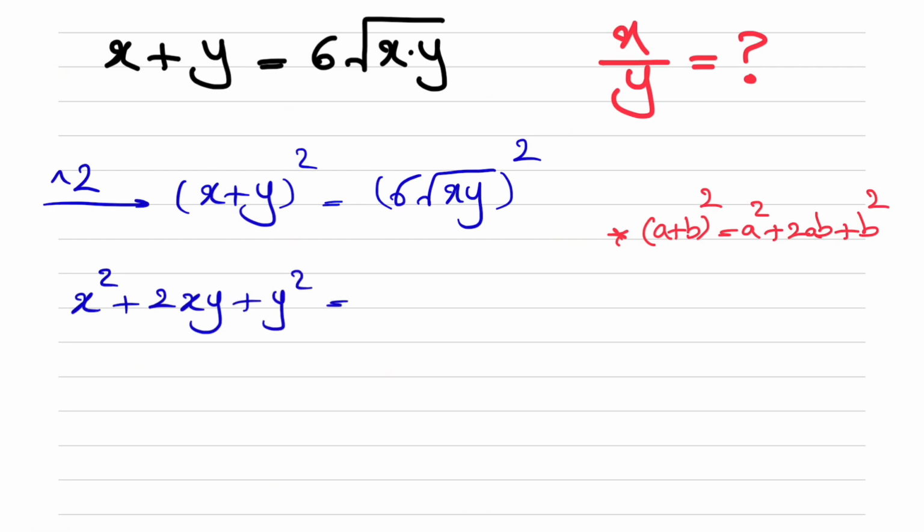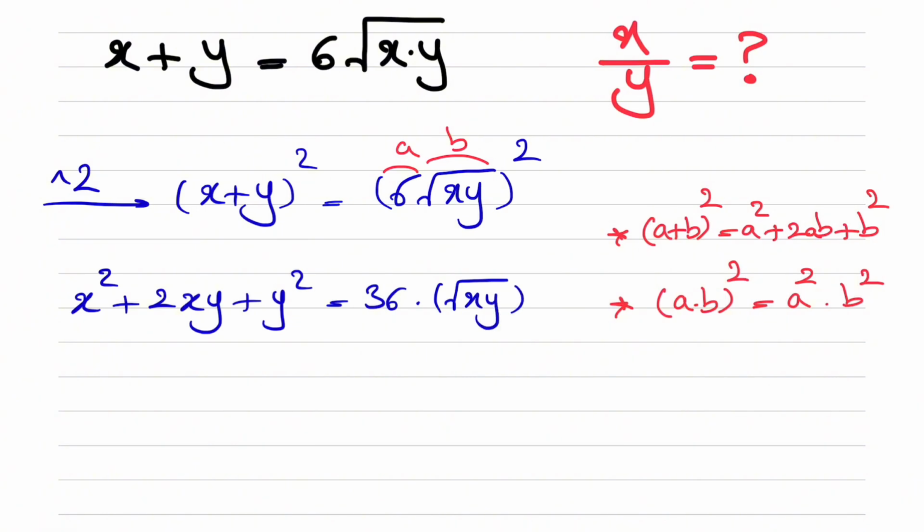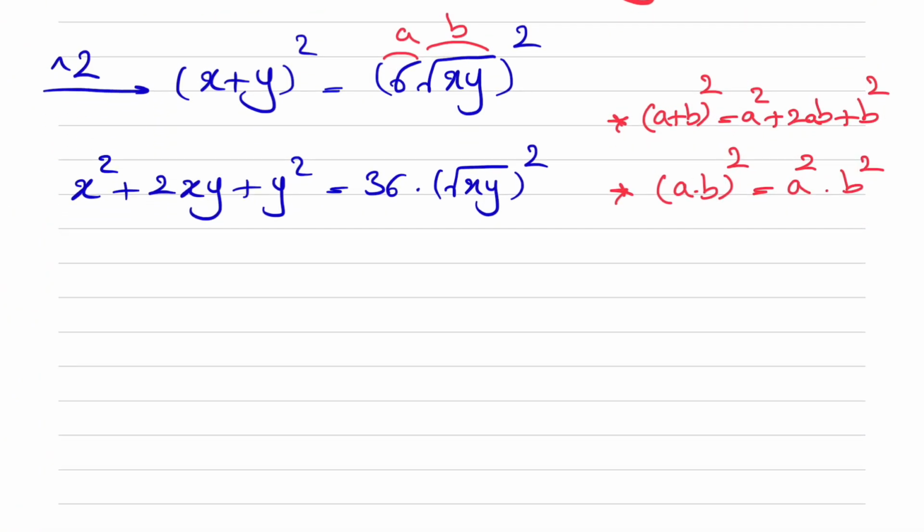y squared is equal to, we know when we have (a times b) to the power of 2, this will be equal to a to the power of 2 times b to the power of 2. Basically these two are our a and b. So what we're going to have is 6 to the power of 2, or 6 squared, which is 36, times the square root of xy to the power of 2, which is how we're going to get rid of the square root of xy. So let's bring everything on the left side of the equation, and on the right side, as we can see, we have 36 times xy.